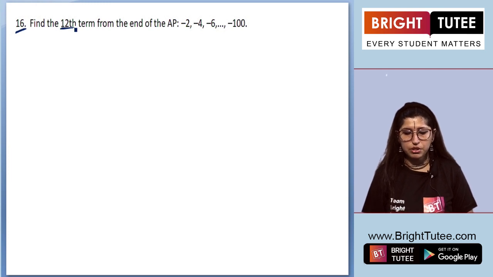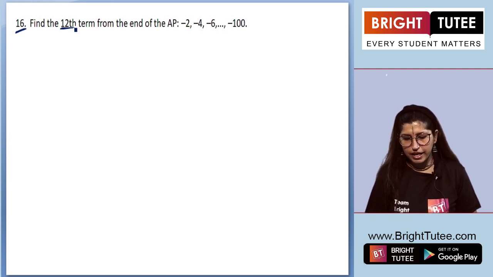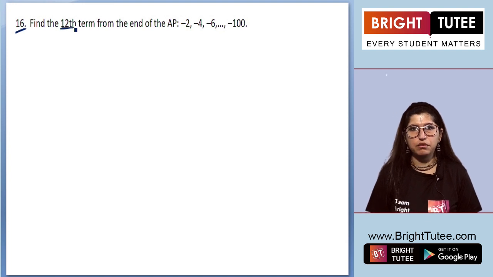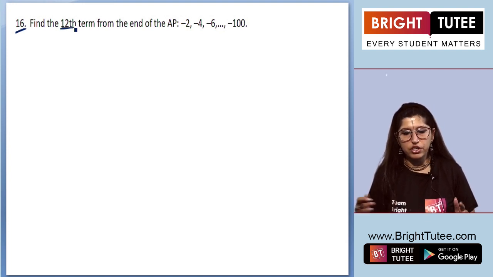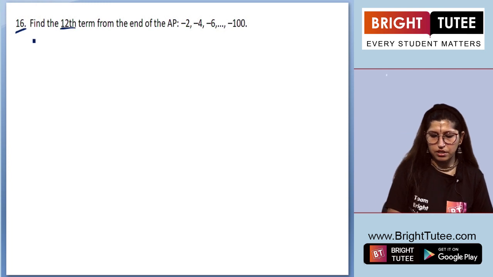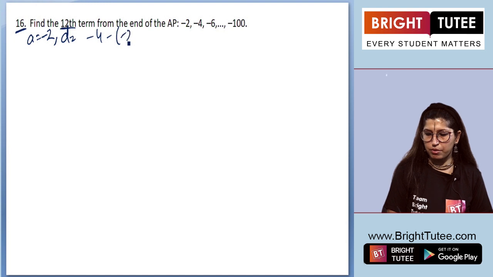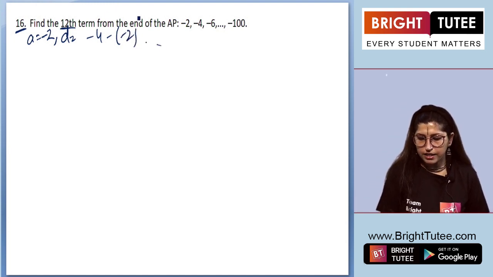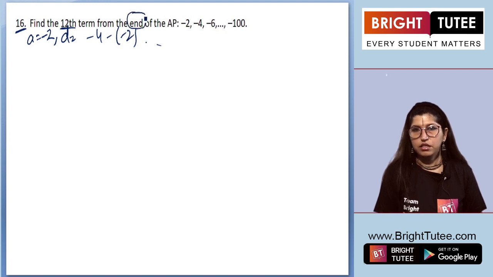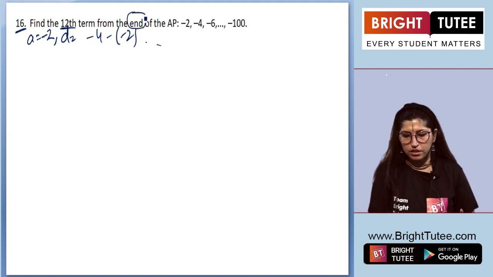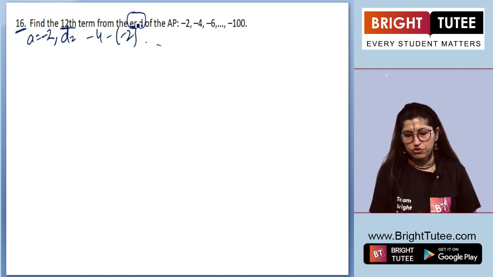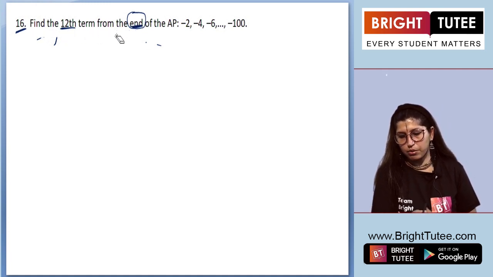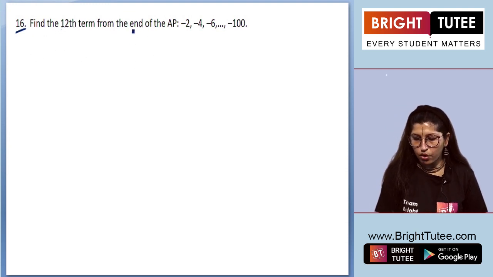So now we'll be starting off with question 16. Find the 12th term from the end of the AP. What students generally do is they keep on doing the same thing, that A is -2, then D will be -4 minus of -2 and so on. They'll start doing that, but they'll not notice that we have one word which is really important over here, and that word is that they are looking for the 12th term from the end of the AP.